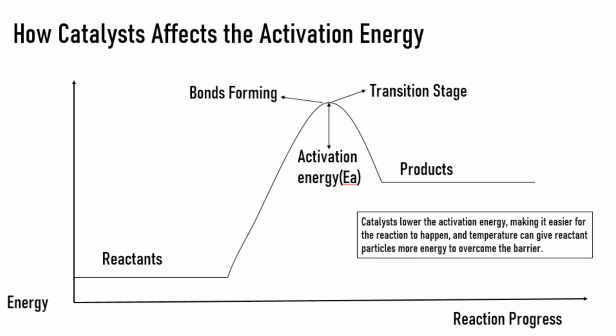Now here's where catalysts come in. A catalyst provides an alternative reaction pathway, one that requires less activation energy. You can think of it as a shortcut. By lowering the peak, or the amount of energy required to reach the transition state, catalysts make it possible for the reaction to happen without using as much energy. The result is faster reactions that require less energy input, allowing reactions to proceed more readily.